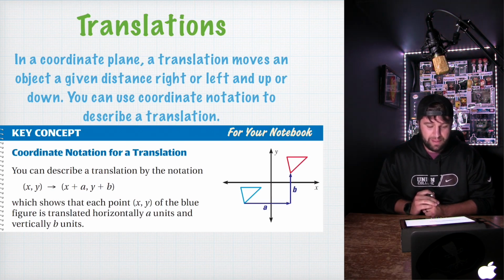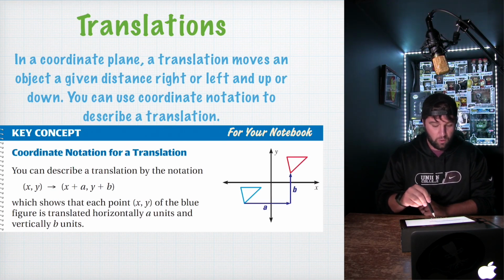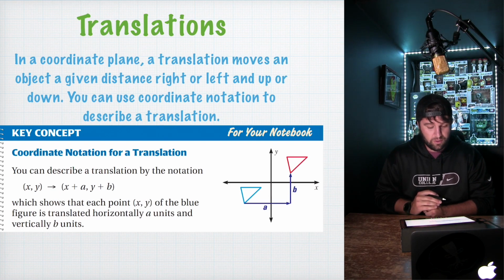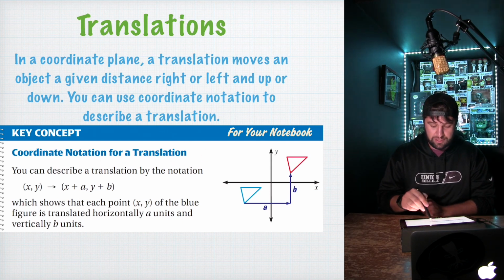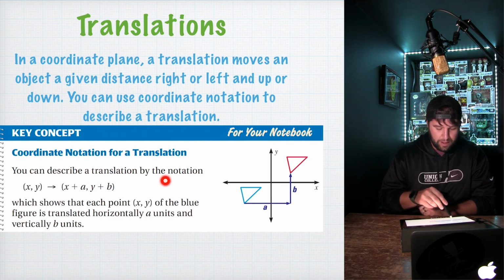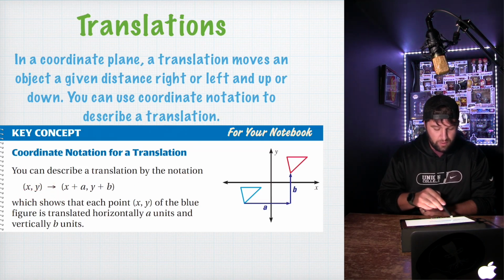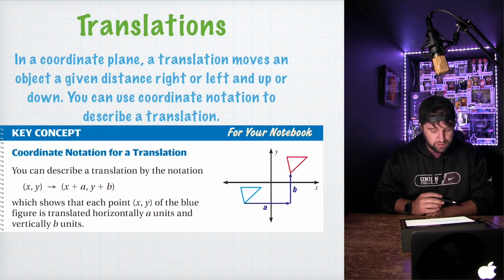Translation. In a coordinate plane, a translation moves an object a given distance right or left, or up or down. You can use coordinate notation to describe a translation. So coordinate notation for a translation, you need to write this down. You can describe a translation by the notation: the original image, the original (x, y), translates into the new image (x + a, y + b), which shows that each point (x, y) of the blue figure is translated horizontally a and vertically b units.